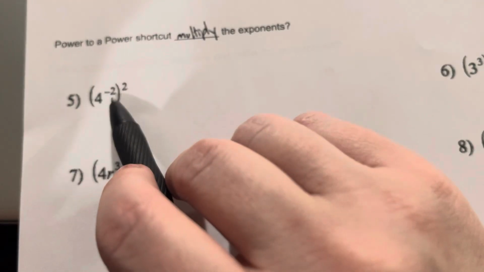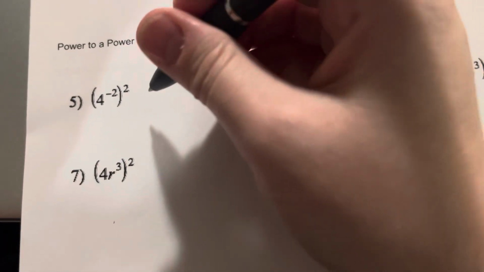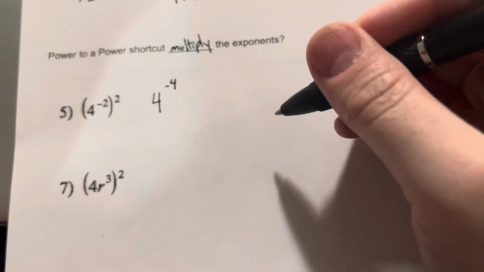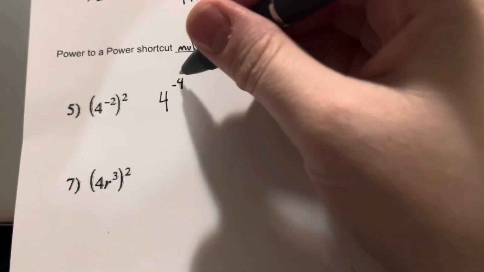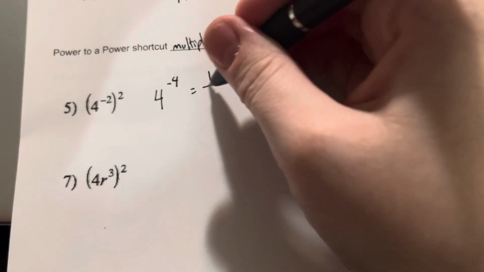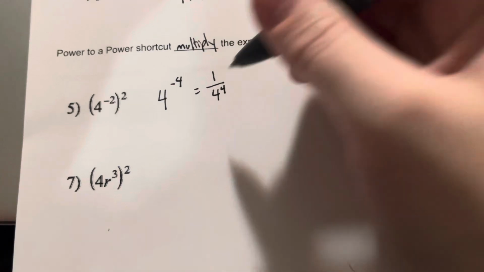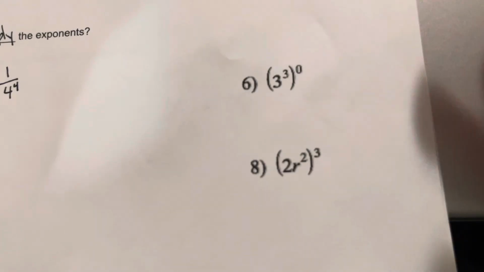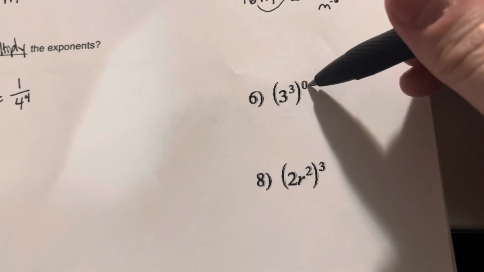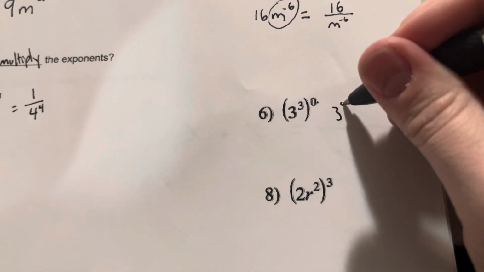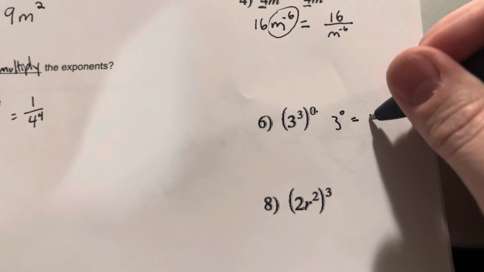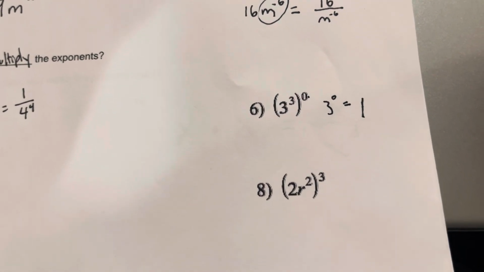All right, let's check your answers. For the first one, we're going to go ahead and do -2 times 2, which is -4 is my exponent with 4 as the base. We should be getting good at this. We've got a negative exponent. Let's fix it. There, 1/4 to the 4th. Now, 6, we have 3 times 0 is 0. And anything to the 0 power is 1. So the answer is 1.